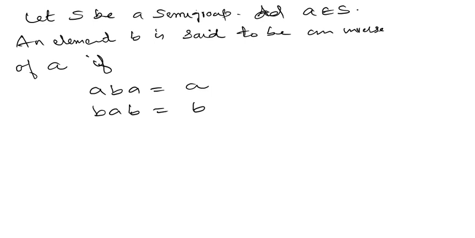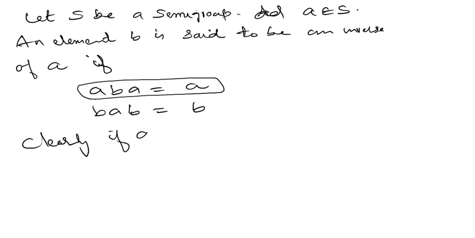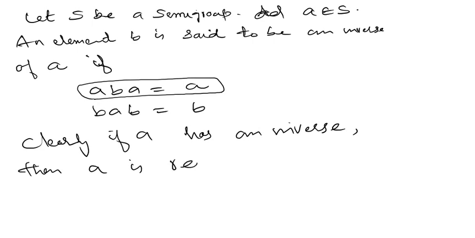So clearly if A has an inverse then A is a regular element of S, clearly. अगर A के पास inverse होगा, say B इसका inverse है, then you have at least this equation ABA is equal to A, but this gives A is a regular element. अगर A के पास inverse होगा then that element must be a regular element. So clearly if A has an inverse then A is regular.